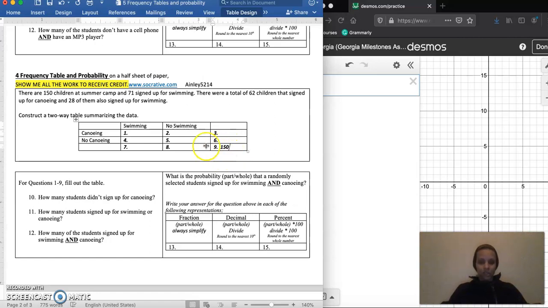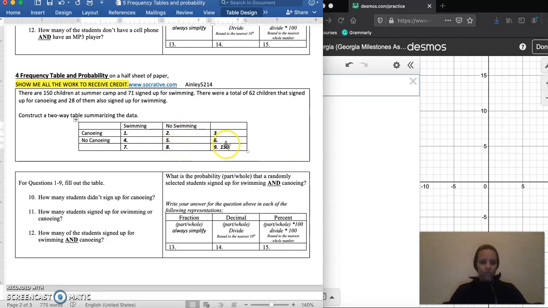Might as well go ahead and say this. This right here is canoeing: people who swim and canoe, people who don't swim and canoe, and this is the total of all those who canoe right here, whether they swim or don't swim. This right here is not canoeing, so swimming but not canoeing, and not swimming. So this is those who don't do either one, and the total of those who don't canoe goes right here. The total of those swimming goes right here. The total of those not swimming goes right here, despite whether they're canoeing or not canoeing, doesn't matter.